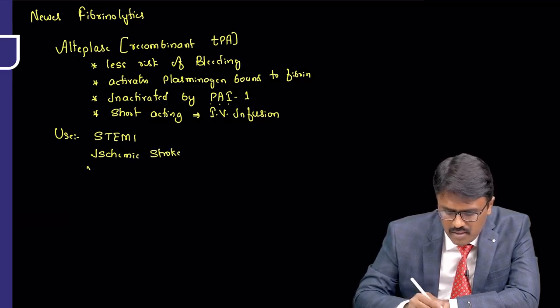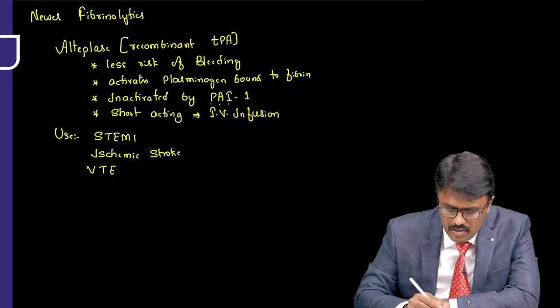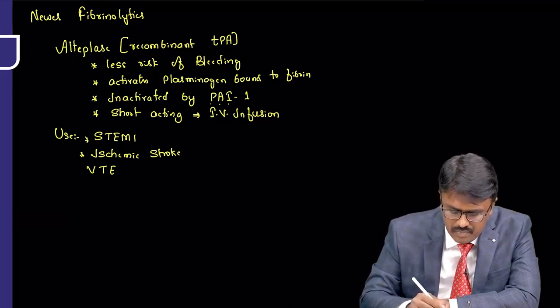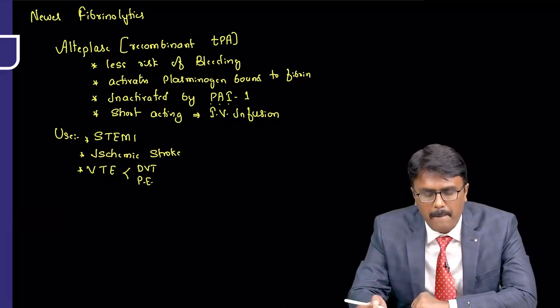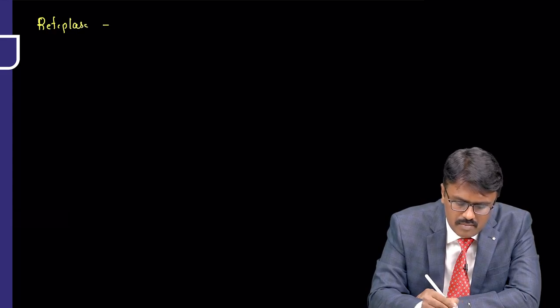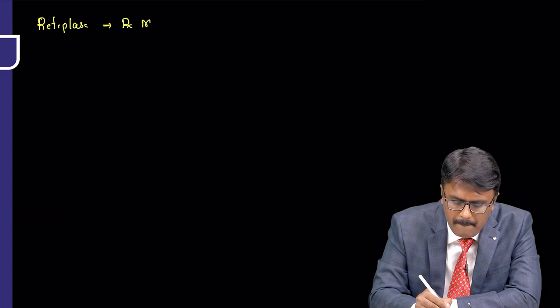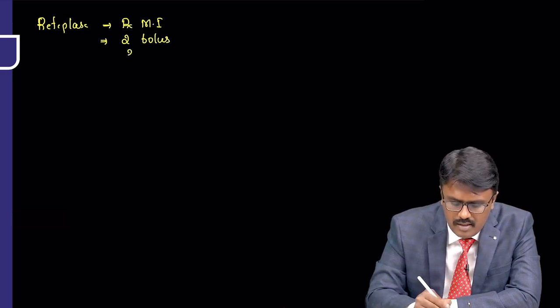Then the venous thromboembolism, that is pulmonary embolism and DVT. These are the two important conditions where we use alteplase. Now later we came with one more fibrinolytic that is called reteplase. Now reteplase is mainly used in MI and it is given as 2 bolus injection. So it is given 2 bolus IV and the bolus should be 30 minutes apart.